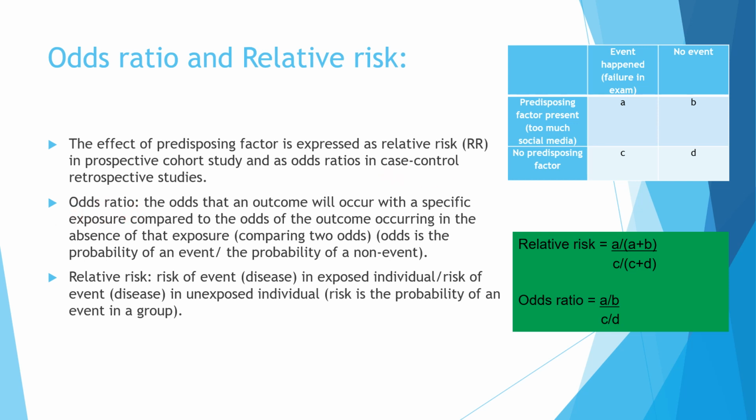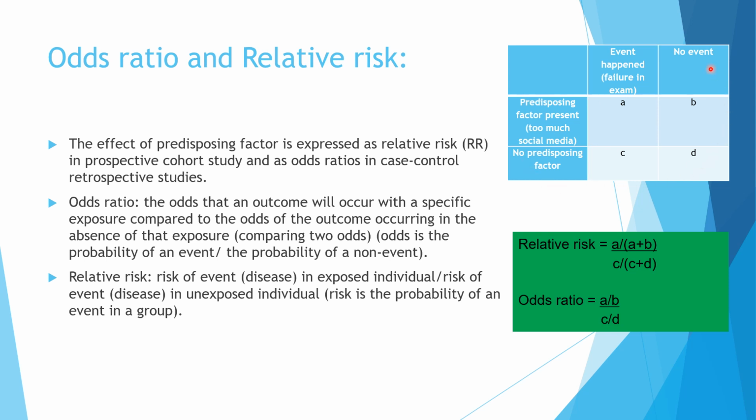The odds ratio is, as its name says, the ratio between two odds. So what are odds? The odds is the probability of an event divided by the probability of a non-event. So it is the probability of an event divided by the probability of no event.